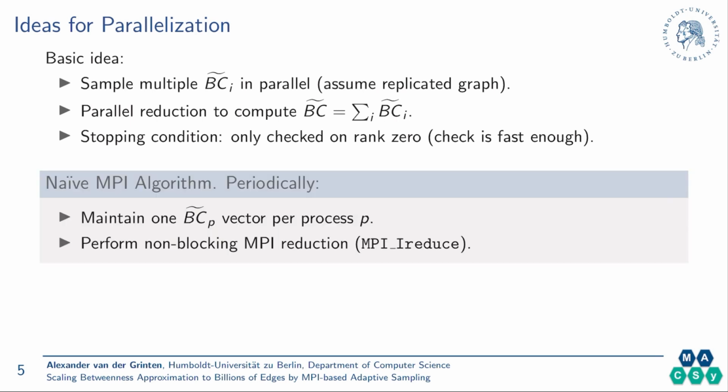Let us first look at a naive algorithm. If you want to implement this procedure in MPI, what you could do is you could maintain one BC tilde_P vector per MPI process P, and then you perform a non-blocking MPI reduction, which is called MPI_Reduce in the code, to aggregate the BC tilde_P vectors.